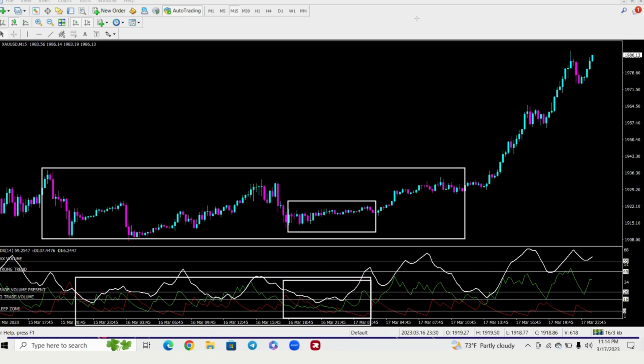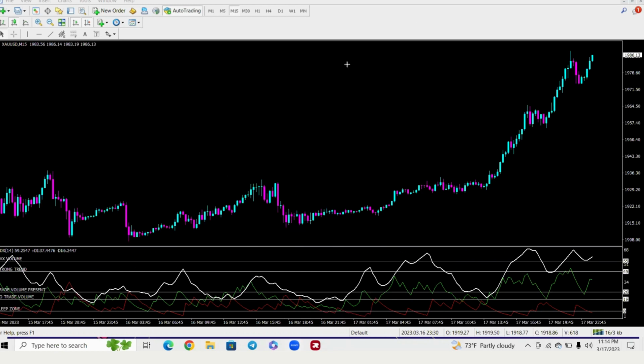But the moment that they pop out of there, it's on and cracking. So you see this momentum line coming up.